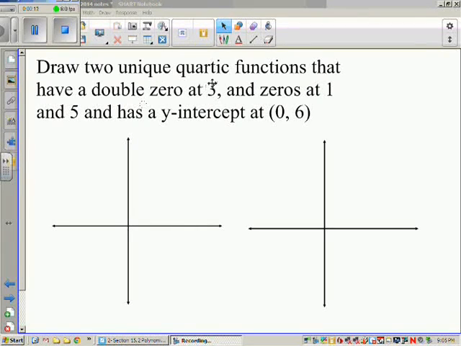And so what you're going to want to do is put dots at 1, 3, and 5 along the x-axis, put a dot at 6. And I'll just tell you it's very, very challenging to do this. So go ahead and pause and give it a try.